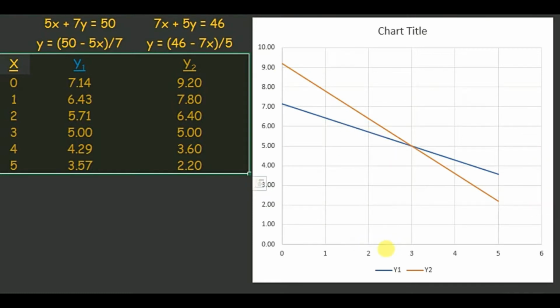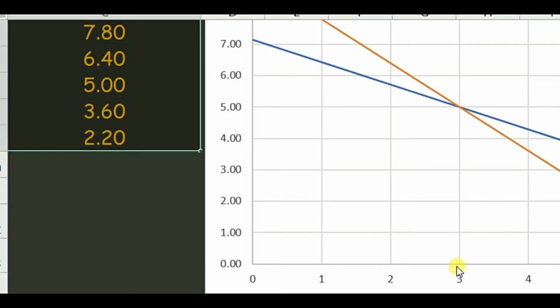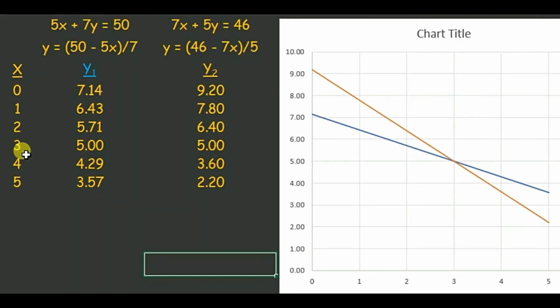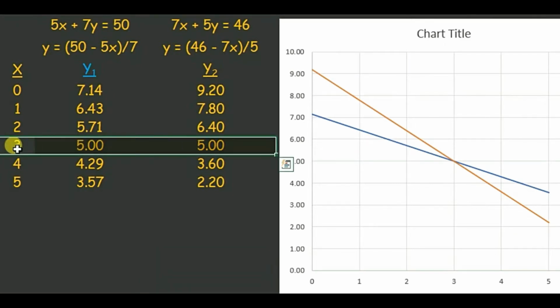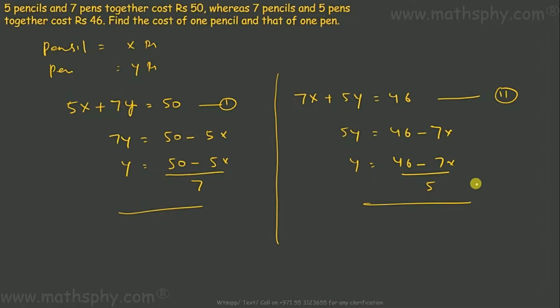Now, the place where these two lines intersect, you can see here, x is 3 and y is 5. So 3 for x and 5 for y. You can see in the table also, when x is 3, y1 and y2 are both the same. So the point of intersection would be the answer for this question through this graph. So I'll write it this way. Point of intersection is 3, 5.